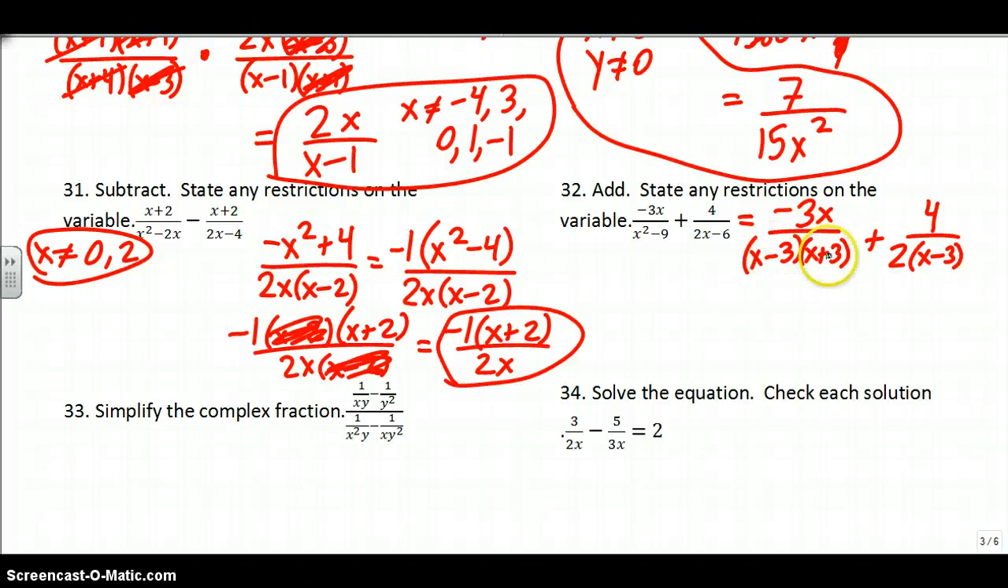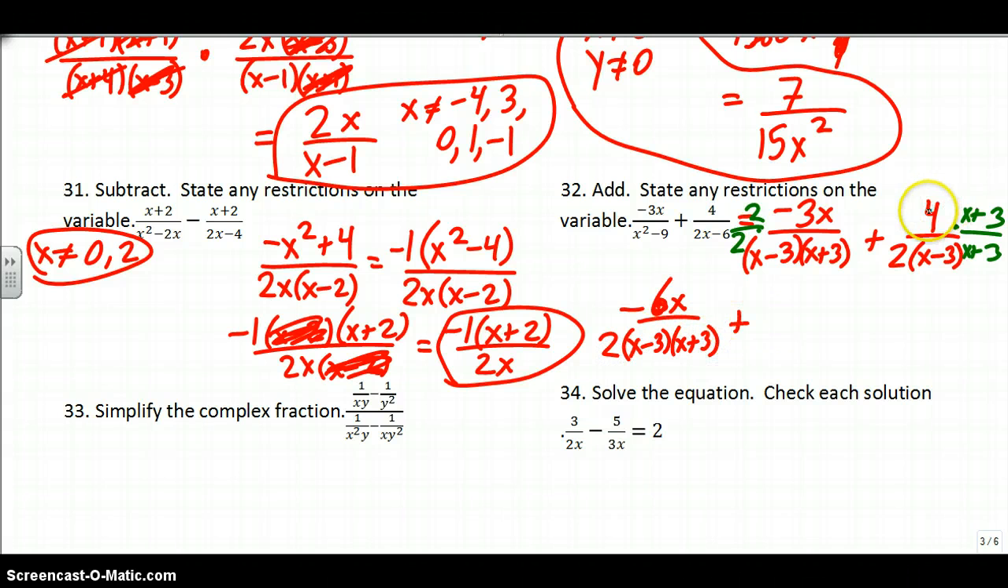What are they missing? This one over here seems to be missing a 2, so I'm going to multiply by 2 over 2. This one seems to be missing an x plus 3, so I'm going to have to multiply by x plus 3 on the top and the bottom. So let's see. 2 times negative 3x is negative 6x over our common denominator, plus, distribute the 4 to the x plus 3, so you get 4x plus 12 over the common denominator.